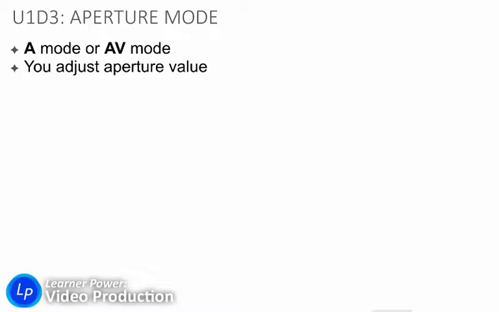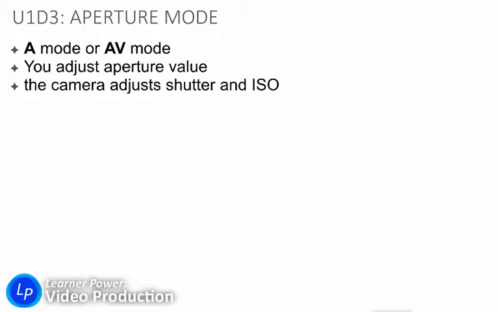Unit 1d3 is about aperture mode. To do aperture mode, first I want to teach you a little bit about aperture mode. Now, it might be called A mode or AV mode, depending on what kind of camera you've got. The models of different camera companies name it different things, but it's aperture or aperture value is what that stands for. You adjust the aperture value in aperture mode, and the camera adjusts everything else.